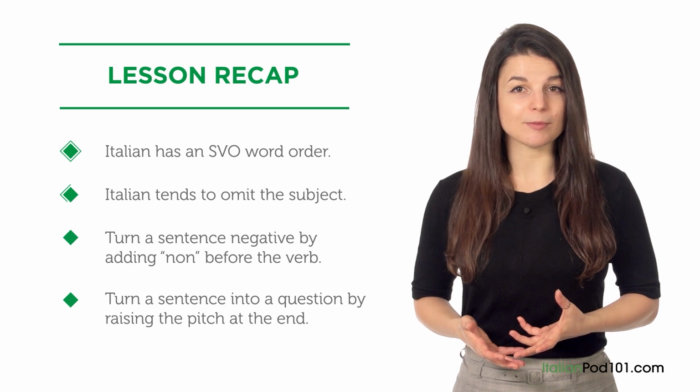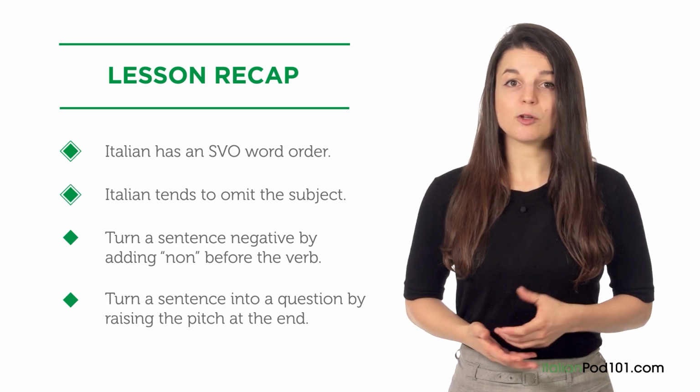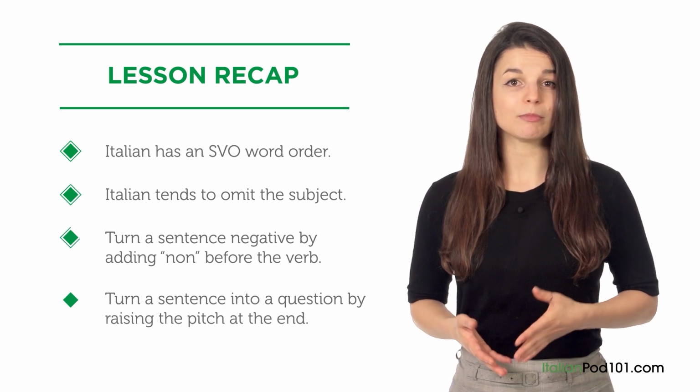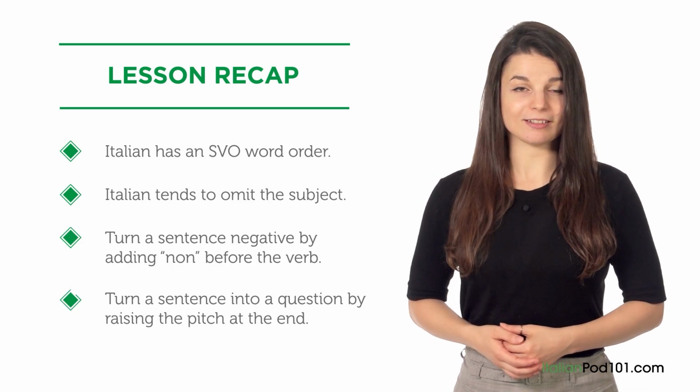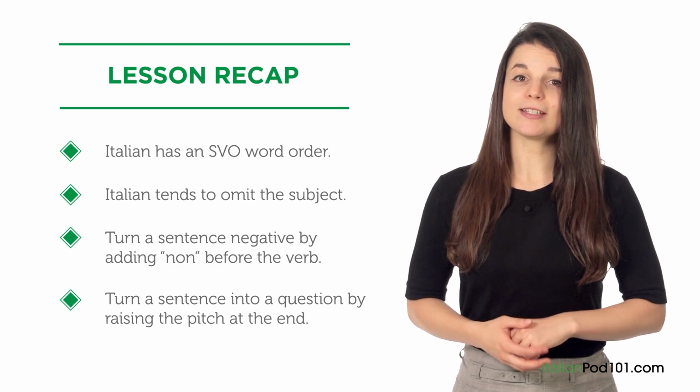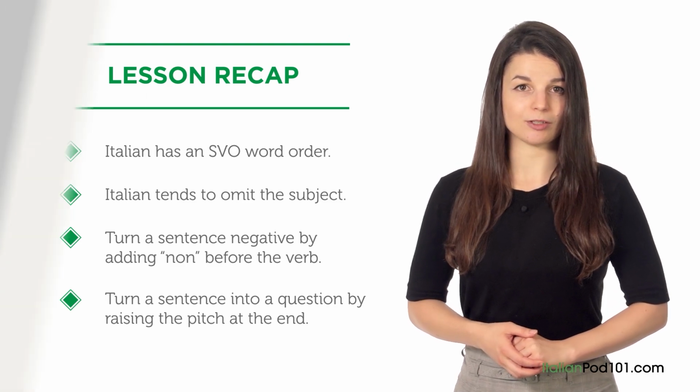Italian tends to omit the subject if that subject is a pronoun. You make a sentence negative by adding non before the verb. To turn a sentence into a question, simply raise your pitch at the end. And if you want to be more specific, just add a question word at the beginning of the question.